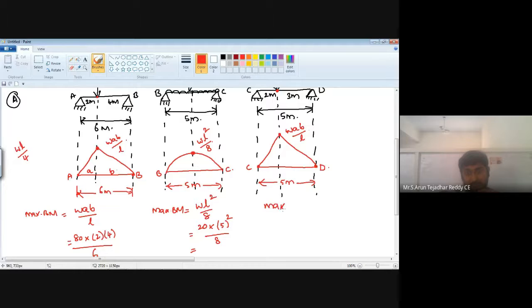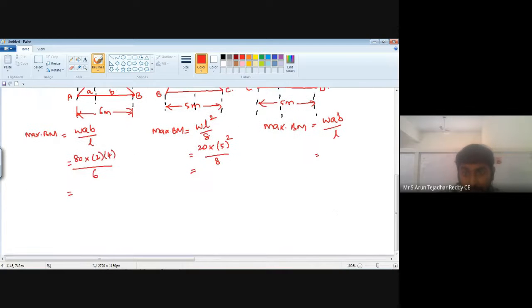Next, the maximum bending moment diagram for CD. What is the formula here? WAB by L. It means here W is 60 kilonewton load acting. 60 into A, here 2 meter, B, here 3 meter, by L. L is 5 meter. What is the value here?